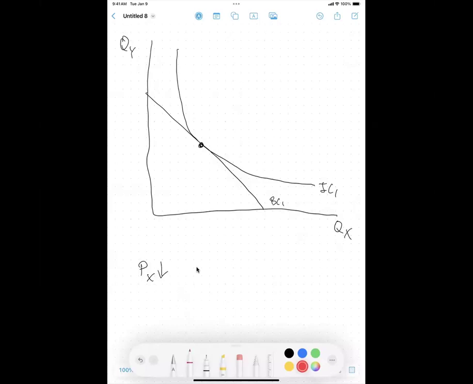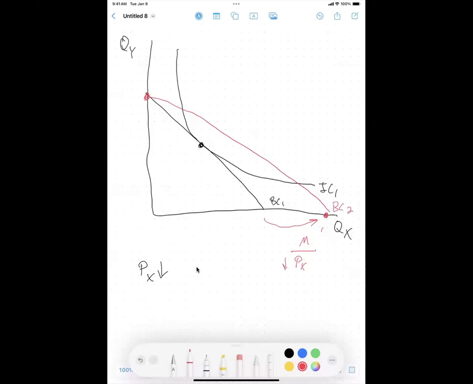So if I ever have, say, a price decrease in good X, what that means is that buying the same amount of good X, because the amount that I'm buying is income over the price of good X, when the price of X goes down, I can afford to buy more of good X than I was before. But if I'm only buying good Y, the price of X doesn't influence that point at all. So the new budget constraint would be somewhere out here.